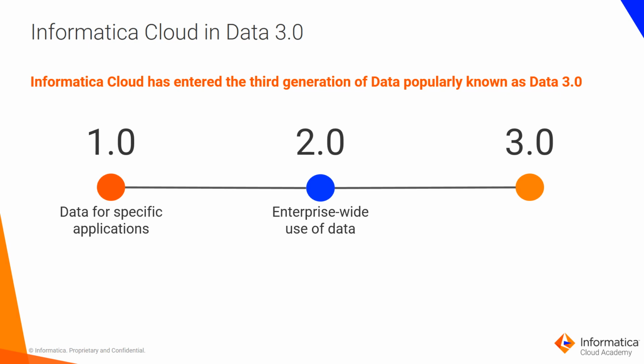Data 2.0 was the enterprise-wide use of data. For example, enterprise supply chain, straight-through processing in banks, and quote-to-cash, etc. Data 3.0 is the current generation of data, where data enables entire businesses to be transformed through new business models and processes. This third generation of data represents a generational market shift that will create a number of opportunities both for customers as well as technology companies.